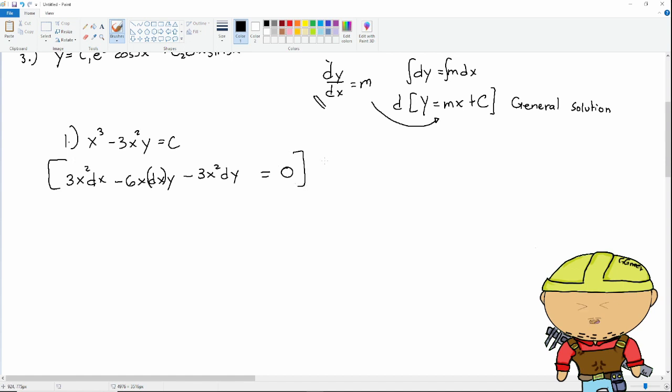Let's divide the equation by dx in order to get 3x squared minus 6xy minus 3x squared y prime. Y prime is equal to dy over dx, right? So by dividing the equation by dx, we cancel the dx on the first 2 terms, and we get dy over dx on the last term.